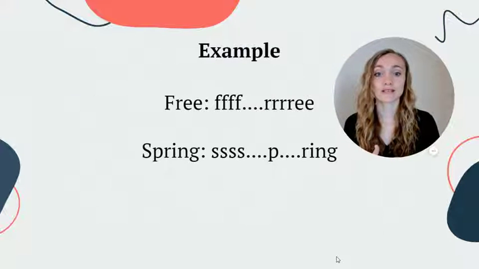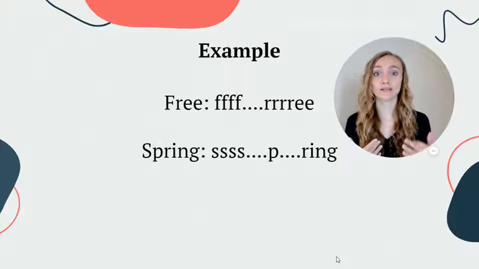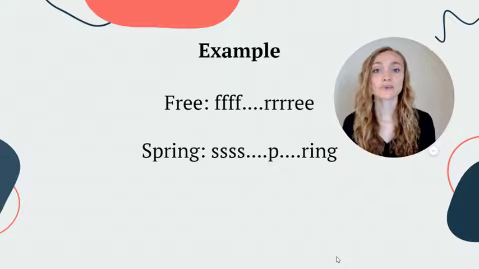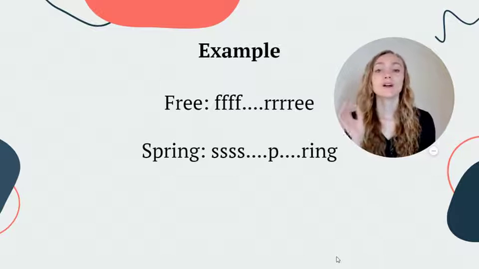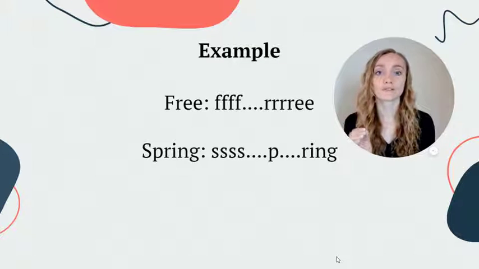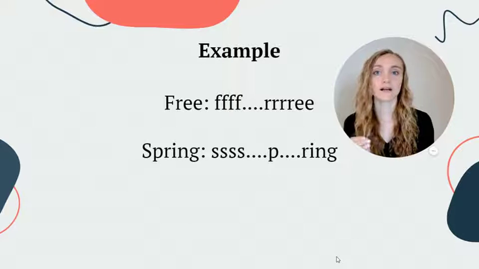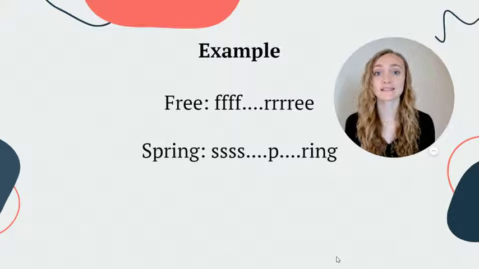So, for example, the word free that we talked about before. If it's very hard for me to say free instead of furee, I'm going to slow it down. First, we're going to practice the pronunciation of just the individual consonant sounds. Just the F sound, hold it out, take a pause, and then the R sound. R, r, r.